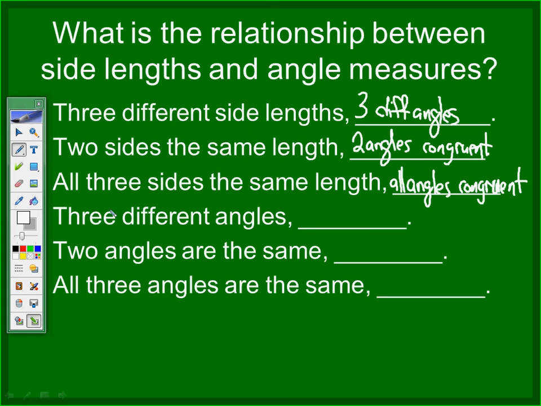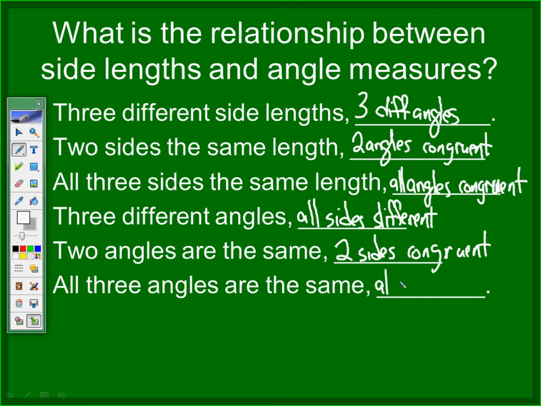The opposite way of looking at the same concept is if all the angles are different, all the sides are different, which means it's scalene. If I have two angles that are the same, then I will have two sides congruent. And if all three angles are the same, all sides are the same.